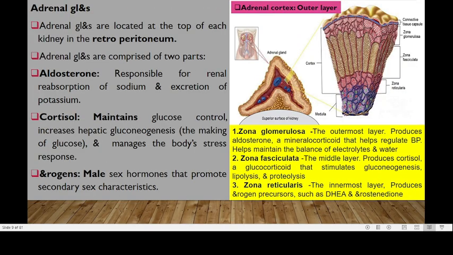The second gland is the adrenal gland, and the adrenal glands are located at the top of each kidney in the retroperitoneum. Adrenal glands are composed of two parts.